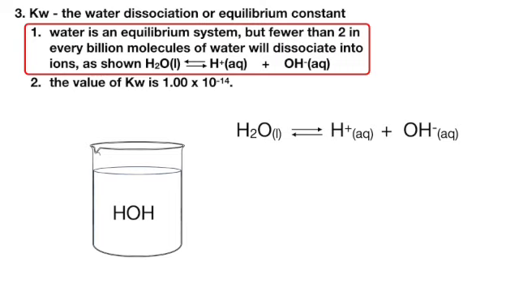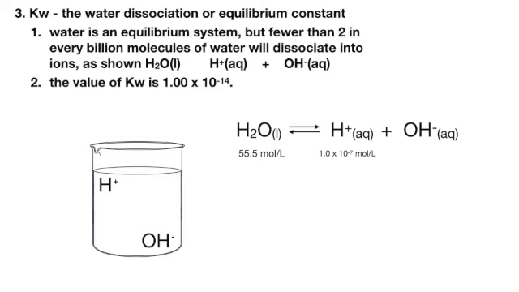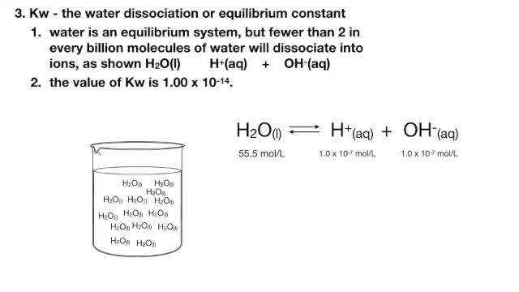So water molecules crash together, and every once in a while a couple of them break. Usually they just rebound off each other and remain as H2O, but every once in a while a couple of them actually dissociate into the ions H positive and OH negative. So in a beaker of water you would have mostly just a bunch of waters, but there are these small concentrations of H positive and OH negative.